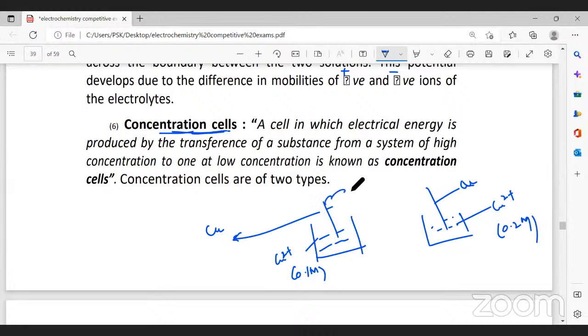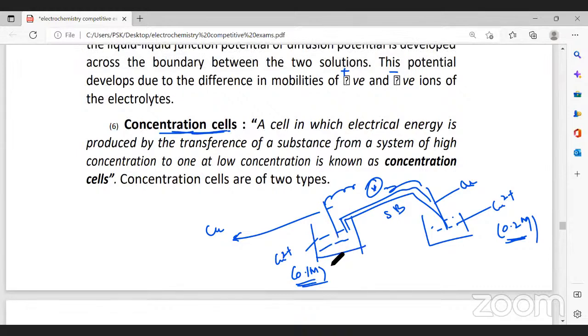Now these two electrodes are connected externally through a wire using a voltmeter, and they are connected internally by means of a salt bridge. It's not clear, I'm not able to write it clearly here. So you understood the construction, right? Electrodes are the same. Electrolytes are also the same. But the difference is that the concentrations of the electrolytes are different. Those kinds of cells are called concentration cells.